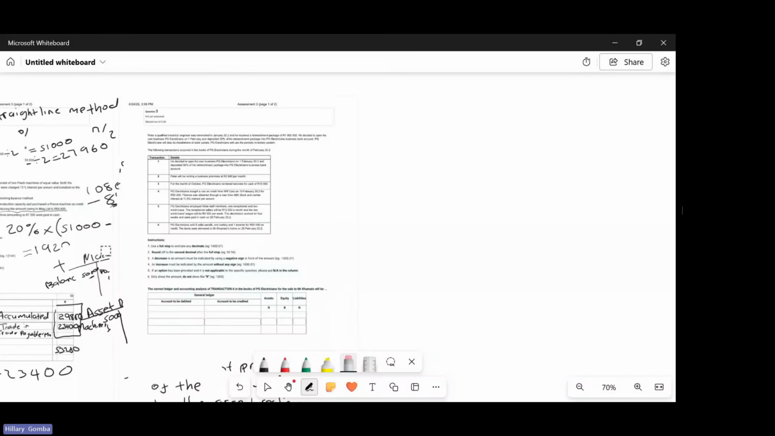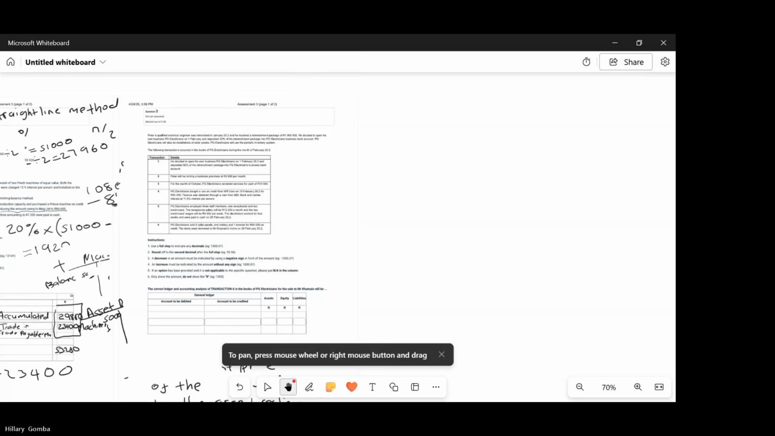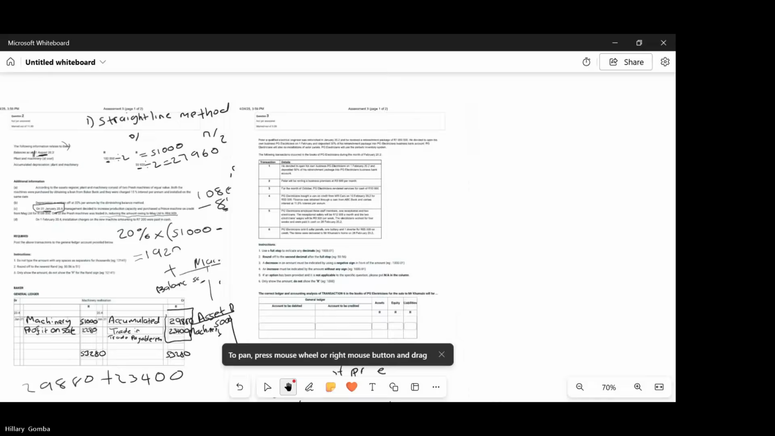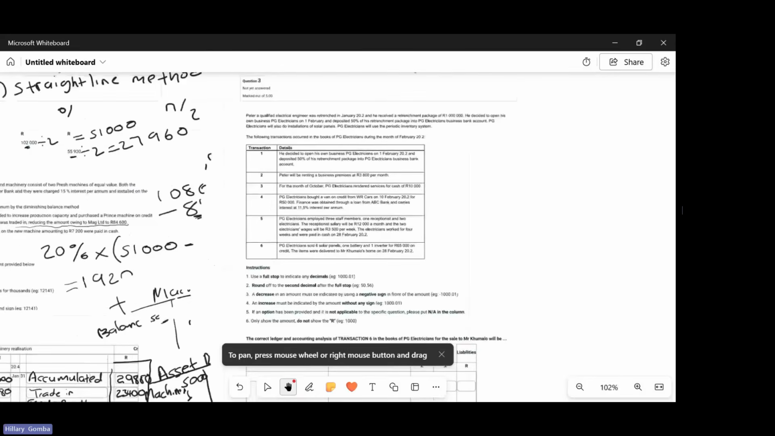Can you all see the board? Can you all see the question paper? Can you all see the paper?